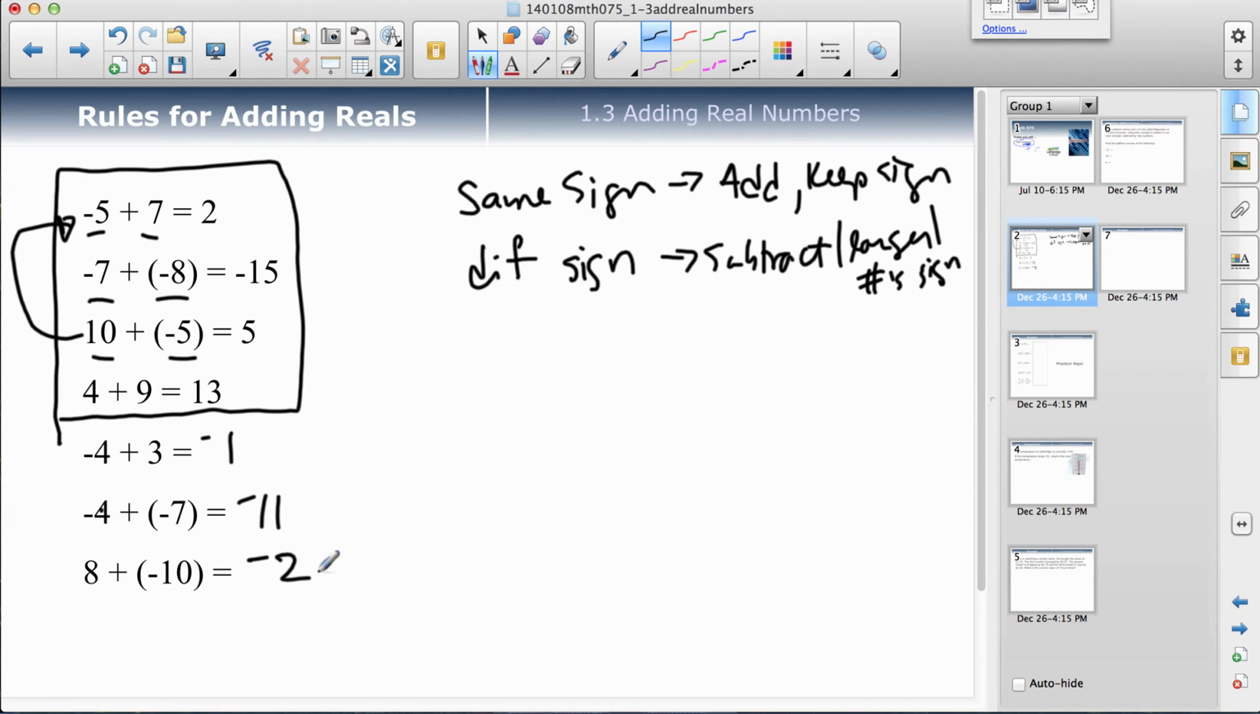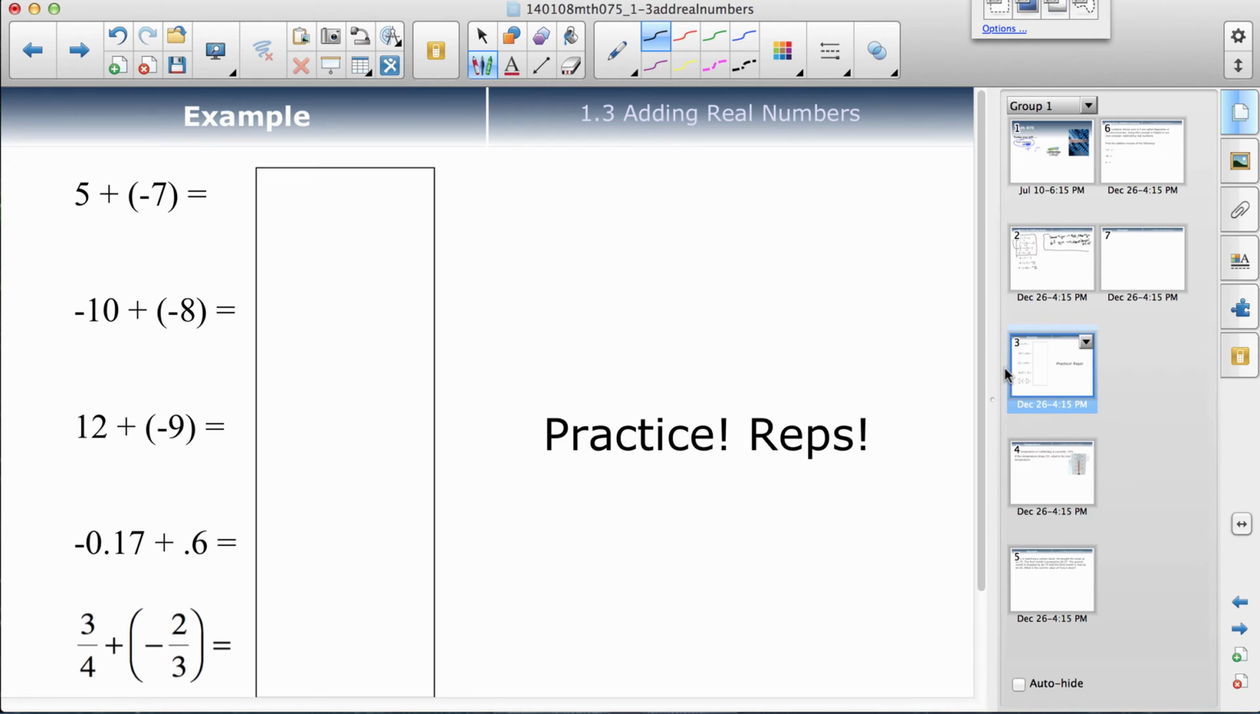Hopefully those two rules here and that other way of thinking about it helps you a little bit with integers. Certainly you need to practice a ton. Let's just practice a little bit here. Maybe pause the video, try these on your own, see what you come up with, then press play again and see if you're right.